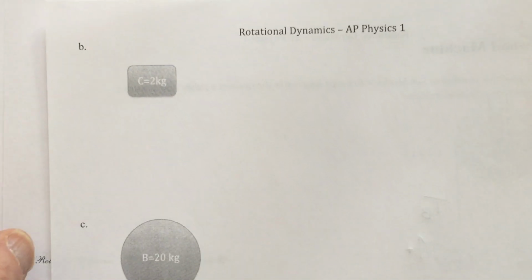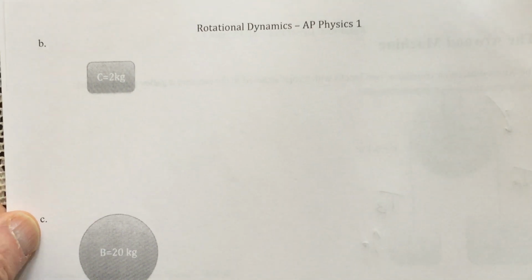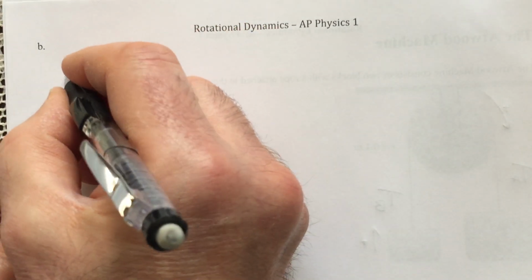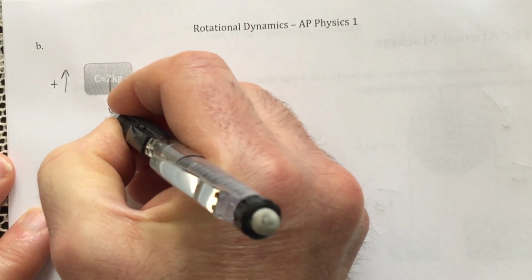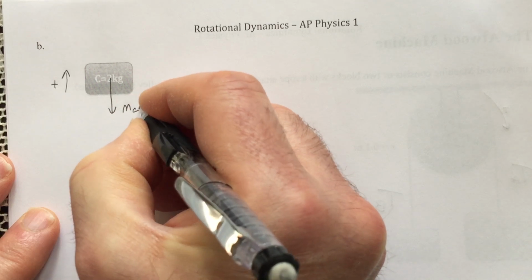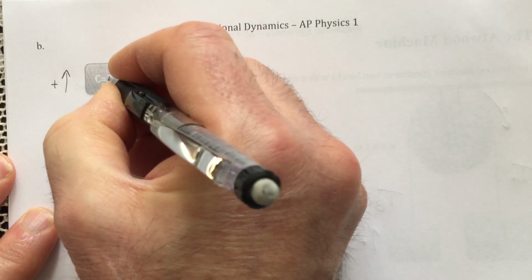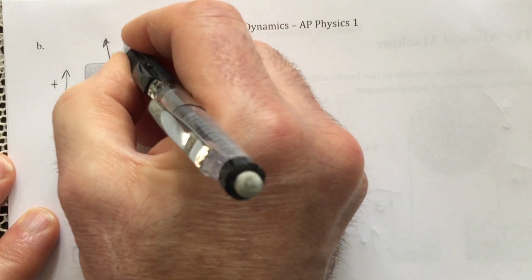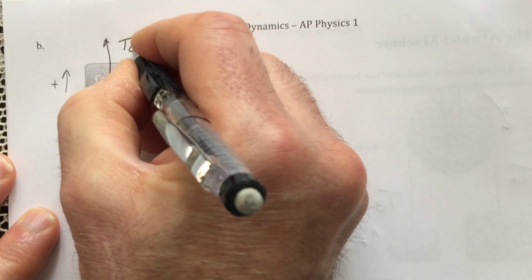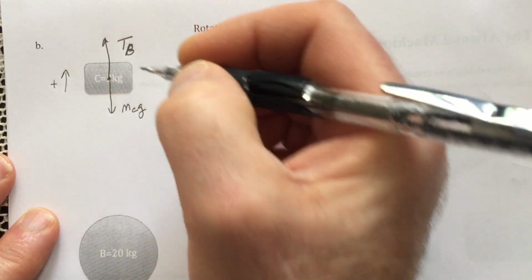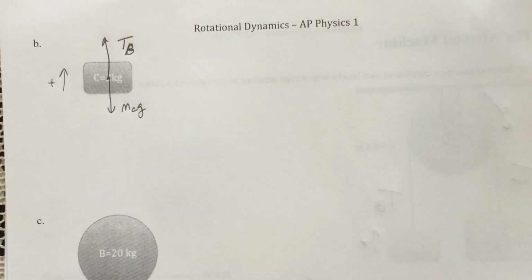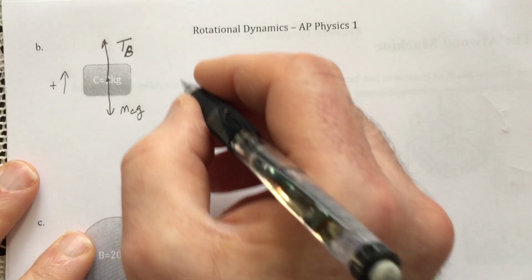Now let's take a look at the other block. Flip the page over. Remember, this block we considered C to have positive upwards. Now, we have very similar forces. We'll have M_C G acting downwards, and we're going to have tension acting upwards, and we'll call that tension B. All right? So, let's go through this thing.